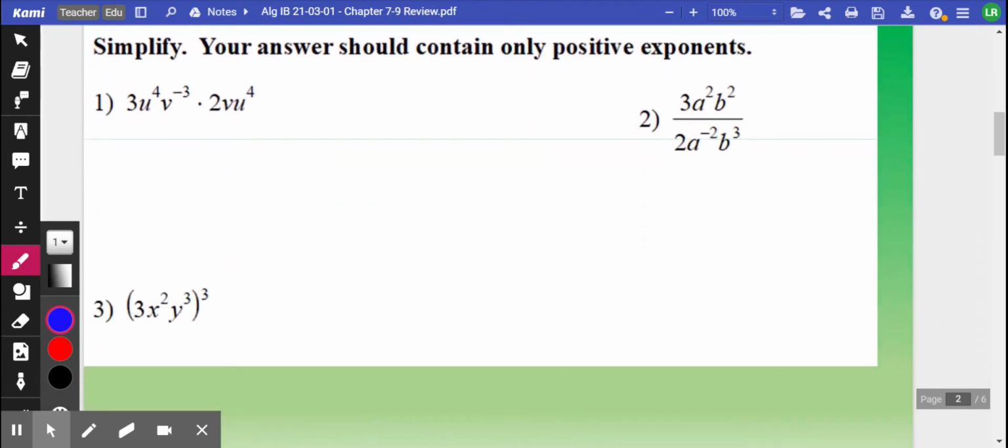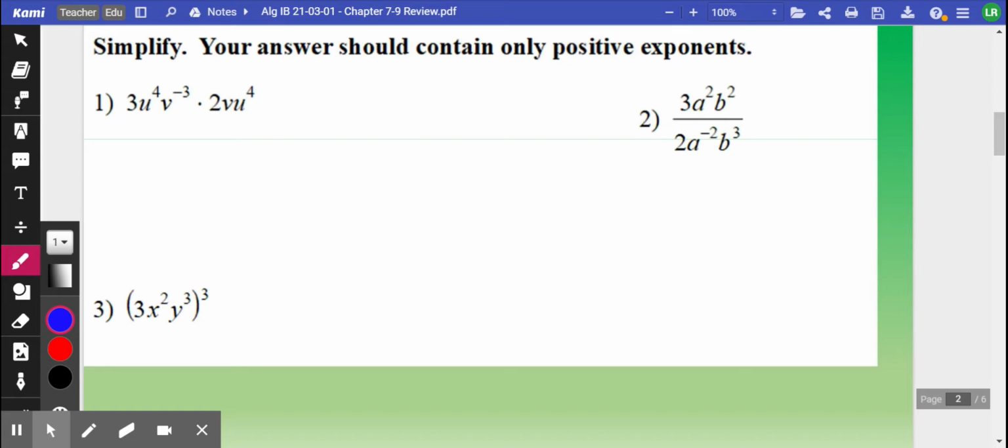All righty. So let's go ahead and start with these. One of each: multiply, divide, and power property. So our exponent rules from the beginning. Go ahead and pause the video and try to get these three problems done.